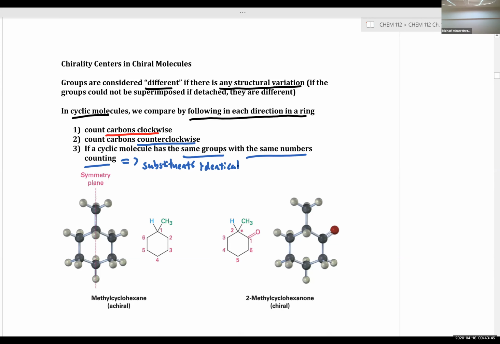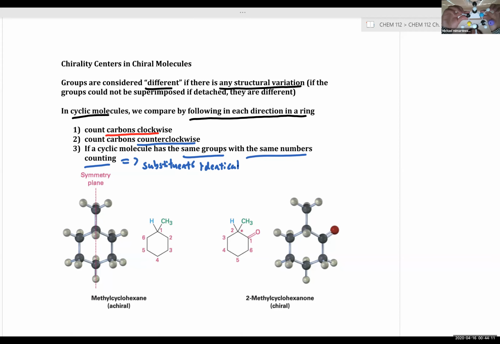Okay, so let's show an example of this. So, methylcyclohexane. Let me show you a model of this, as this will really drive the point home as to why this molecule is symmetrical. Okay, so here is methylcyclohexane in all of its glory.